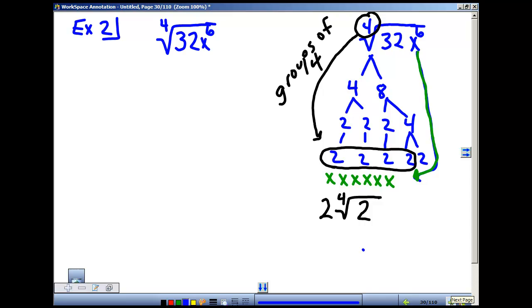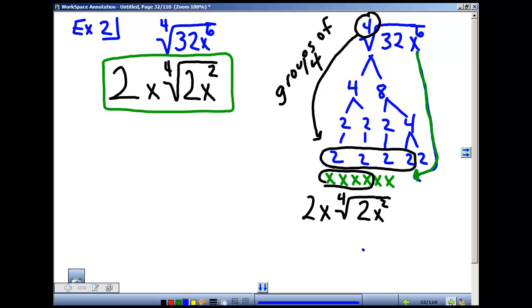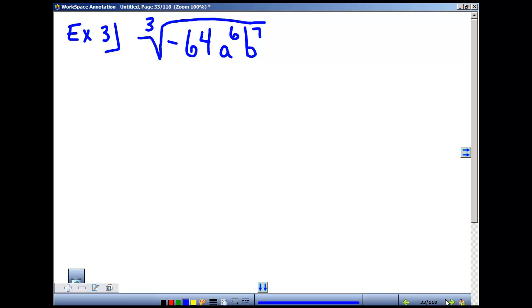But I also need to look at the x's. There are 4 x's with 2 left over. Remember, we pull that one out, and what's left over stays underneath the radical symbol. So my answer is 2x times the fourth root of 2x squared. Example 3.